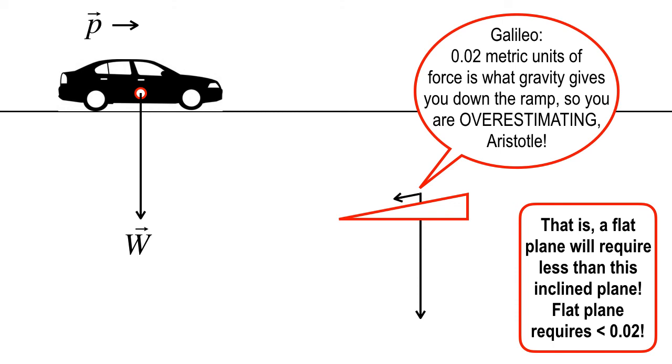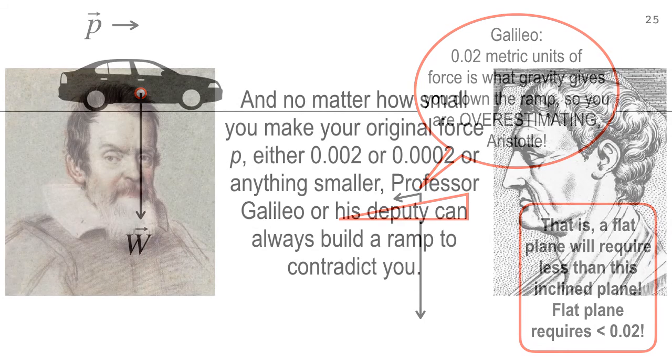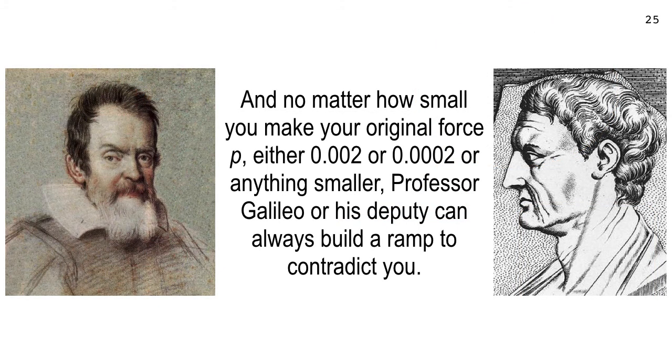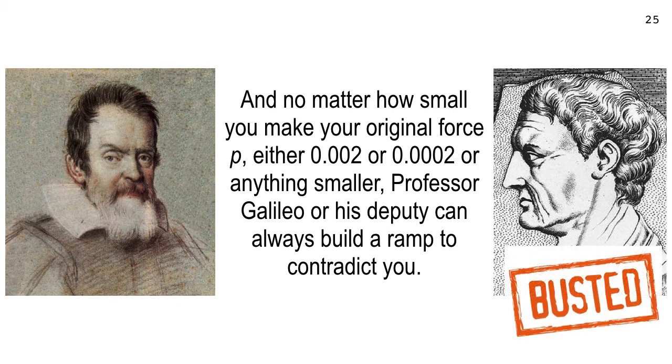And Galileo, fictionally, putatively, said to Aristotle, no way, Jose. It can't be 0.02 for this car. And I don't care how small you make it, 0.002 or 0.0002 or anything else, I can build a ramp. As soon as you say that, I know the dimensions of the ramp that I got to make. And I could show that whatever the force is required on the horizontal plane is smaller than that. So no matter what you say, Aristotle, you are busted. I can always build a ramp to contradict you.